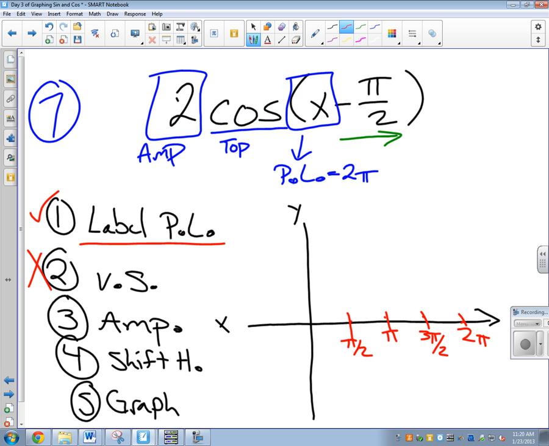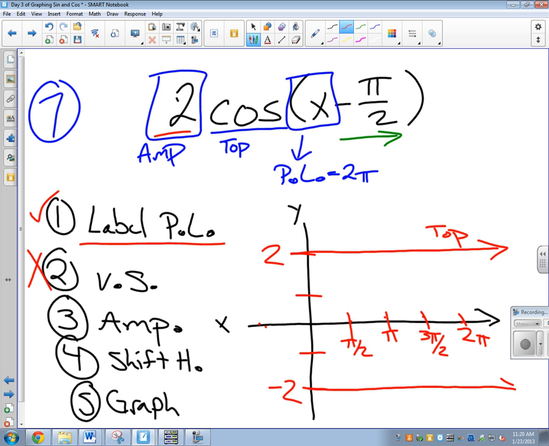Next would be amplitude. So that means I'm going to stretch by however much is in front. Since it says 2 here, that means from my midline, and in this case my midline is my x-axis, I'm going to go up 2, and I'm going to go down 2. So that is the new top of my graph. I can't go any higher than that. That's the bottom. I can't go any lower than that. So I did amplitude.